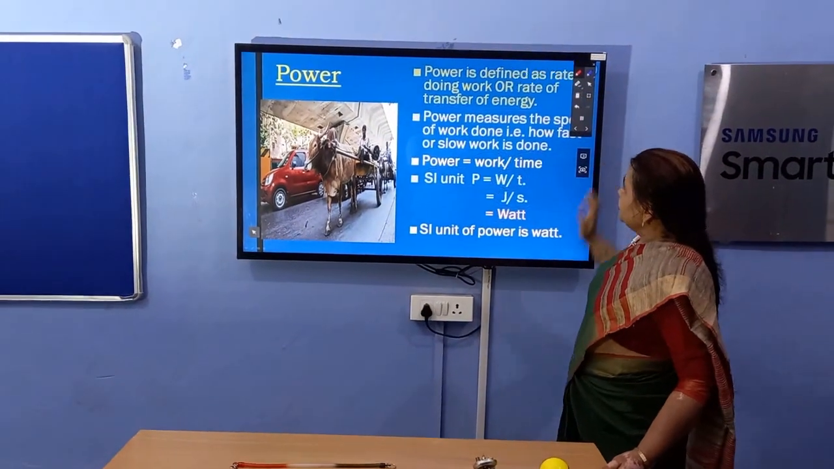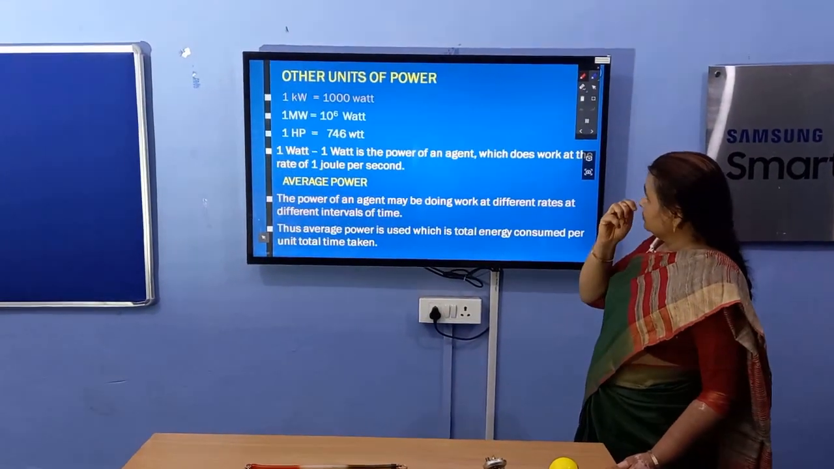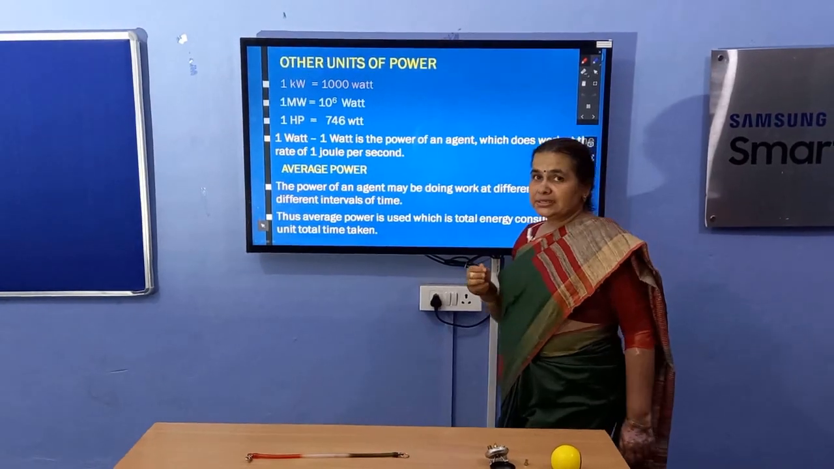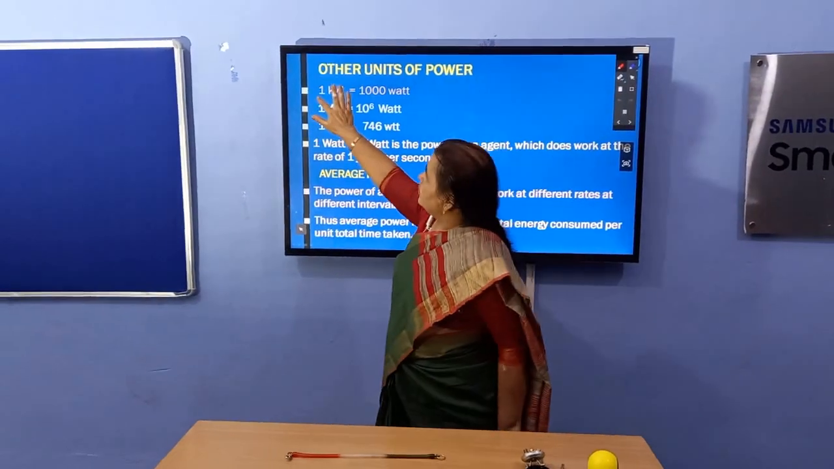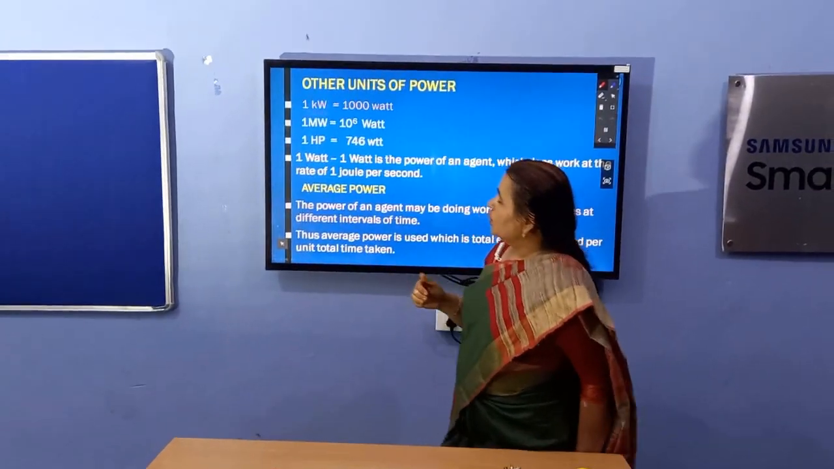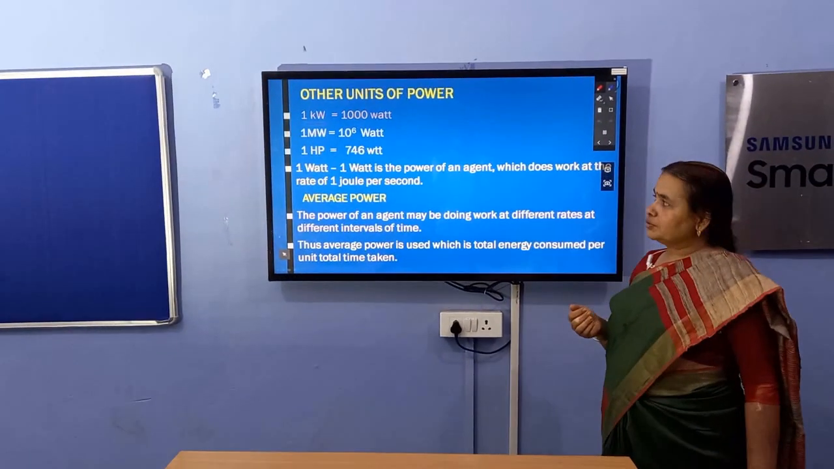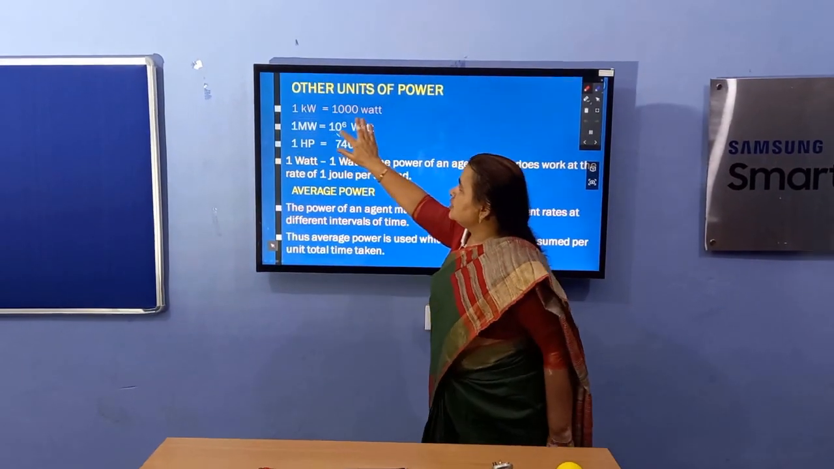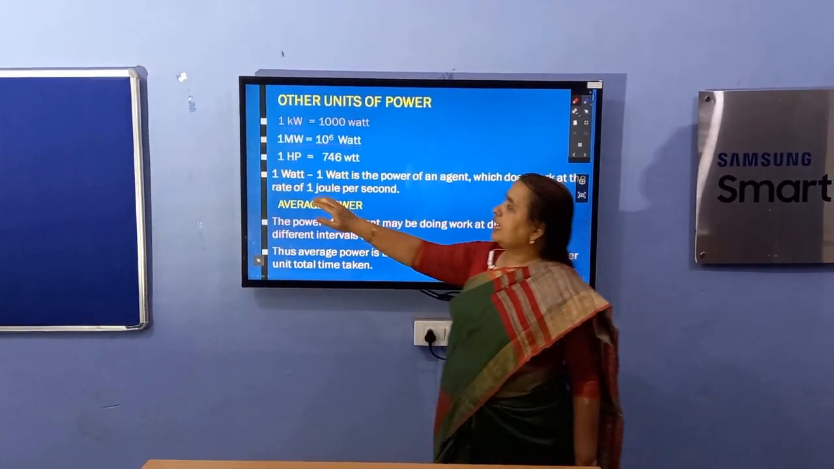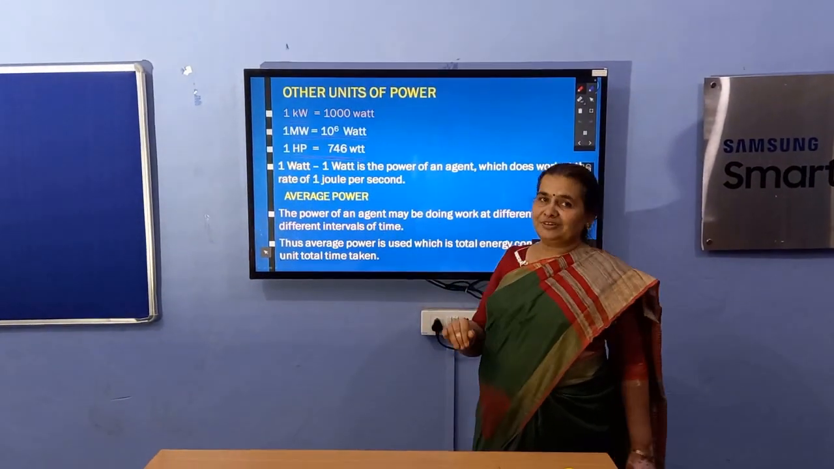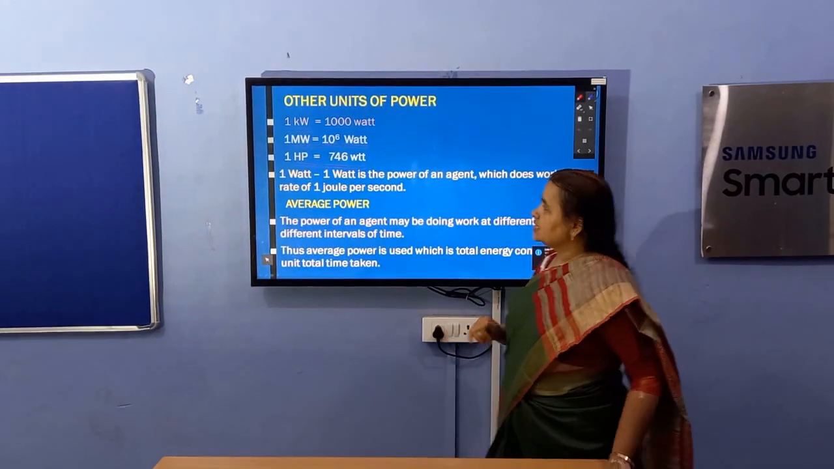There are other units of power also, and to measure a bigger unit, that is the larger power, 1 kilowatt is used, which is equal to 1000 watt, 1 megawatt, which is equal to 10 to the power 6 watt, and 1 HP, that is horsepower, that is equal to 746 watt.